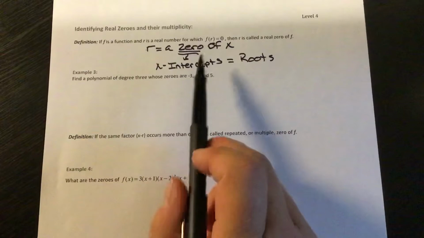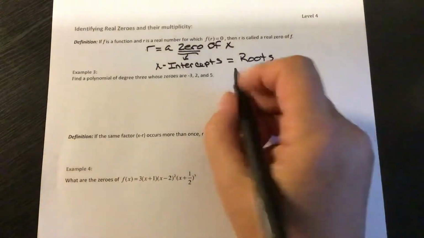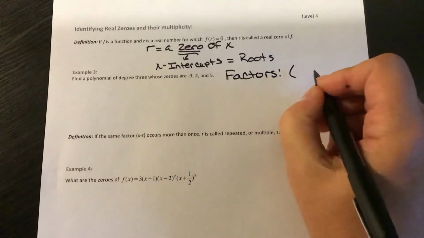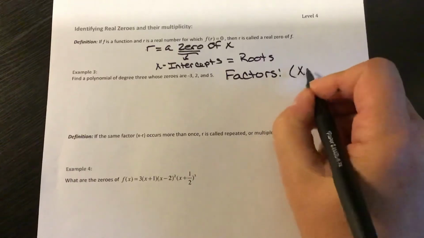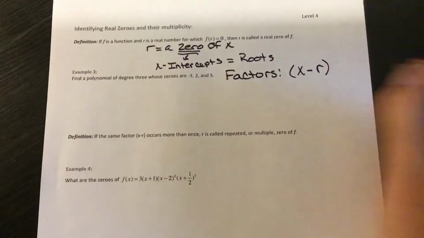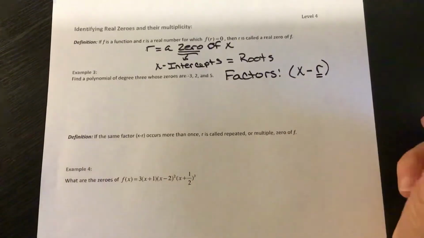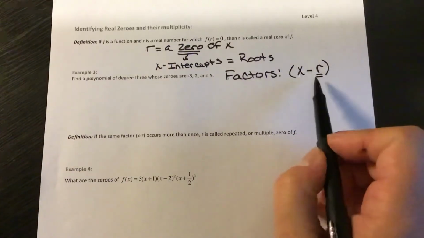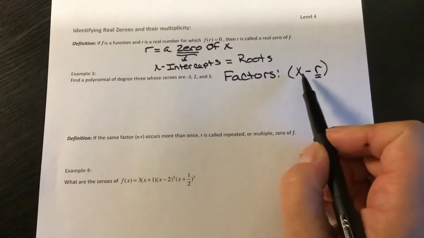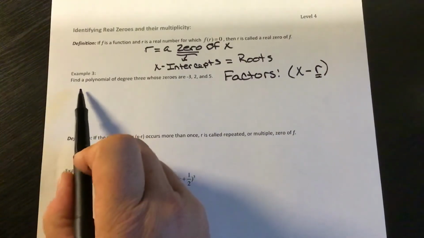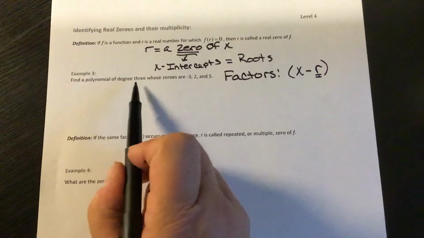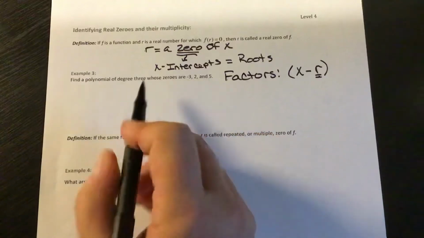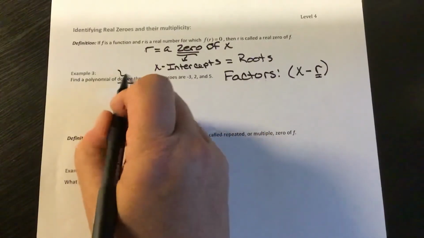So if I know what the zeros are, I can find factors by taking my 0 and subtracting it from x. So x minus r, and r is a root or a 0 or an intercept, but the factor would be that number subtracted from x. So in example 3, it says to find a polynomial of degree 3 whose zeros are -3, 2, and 5. Okay, so degree 3 means we're going to have an x to the third power.